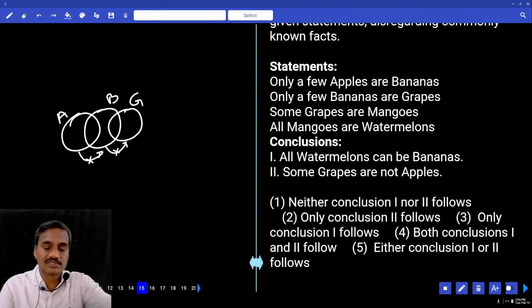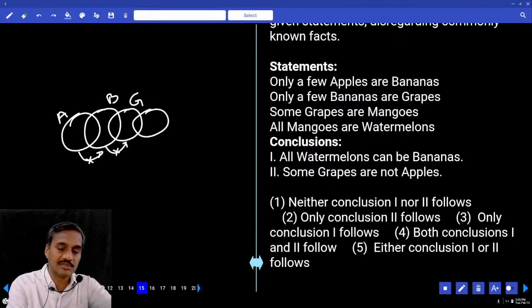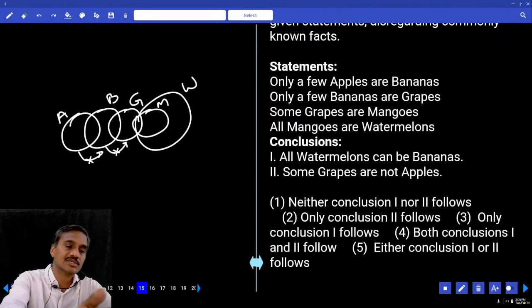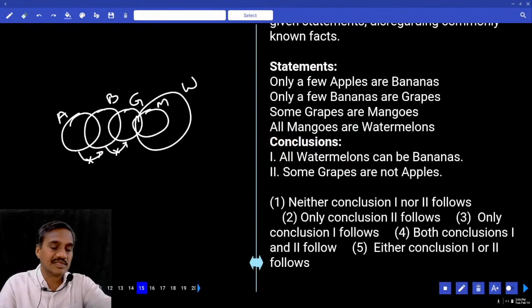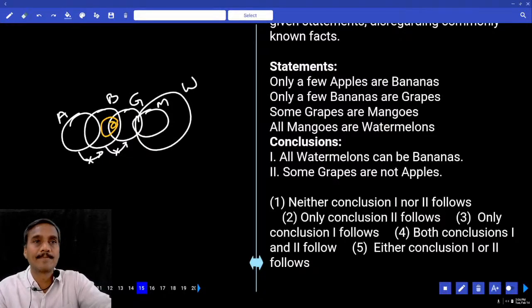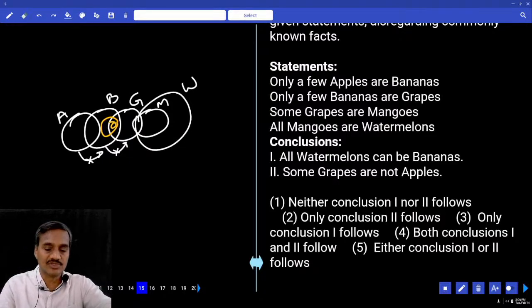And next one, some grapes are mangoes. These are the grapes that are mangoes, and all mangoes are watermelon. This entire mangoes are watermelon. And first one, all watermelon can be bananas. Watermelon మొత్తం మనకి banana అయ్యే ఛాన్స్ ఉందా లేదా చెప్పండి. This entire watermelon can be a part of this banana. Then watermelon ఎలా రాసుకోవచ్చు, all watermelon are banana. ఇలా రాసుకుంటే this mango, this entire mango I can able to write like this. రాయొచ్చు కదా. Then, so what is your answer here?